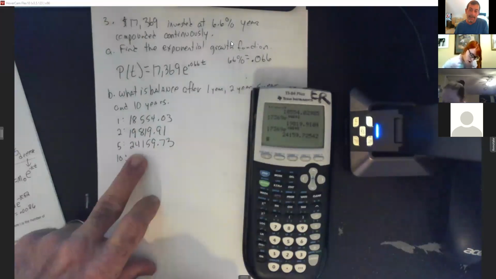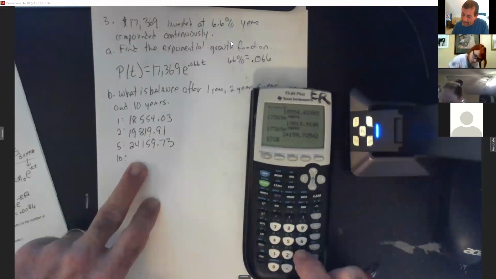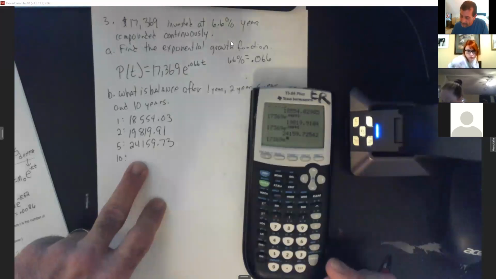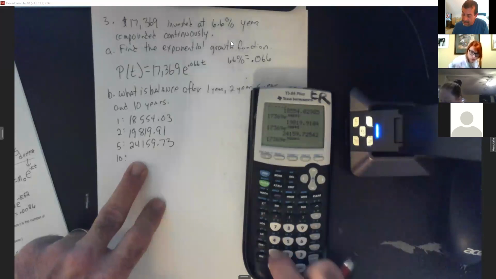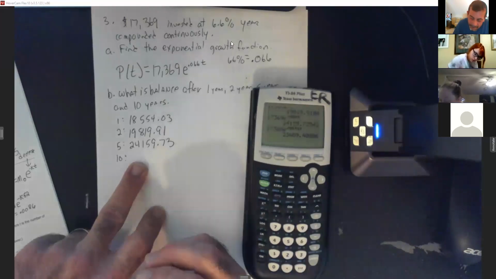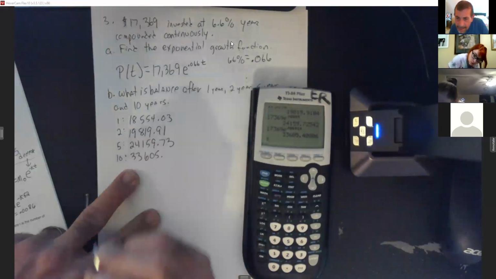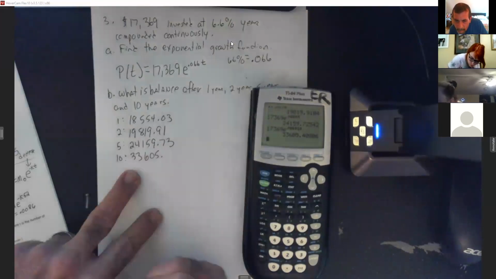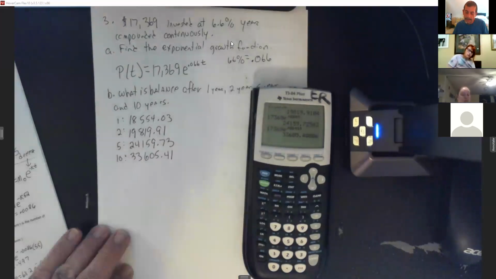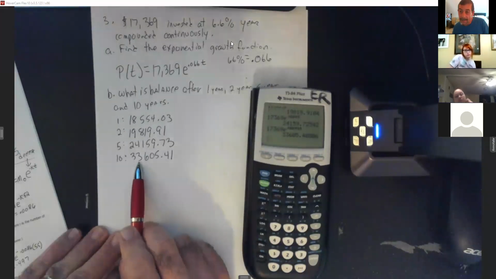So let's see what happens at 10. So the same formula, 17,369, second ln to get to e, and then it was 0.066 times 10. So it should be going up still. So let's see. Looks like 33,605, and that looks like 41. So after 10 years, you done made about $16,000. That ain't bad.